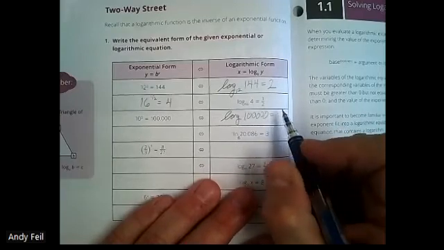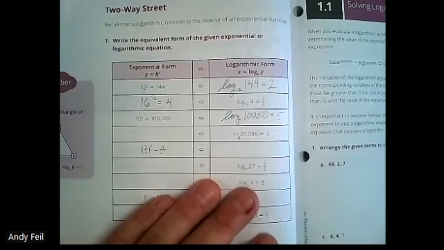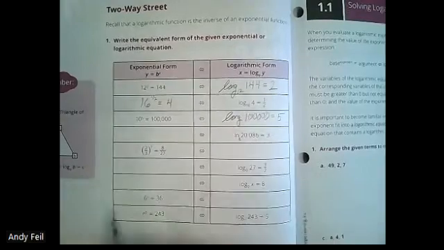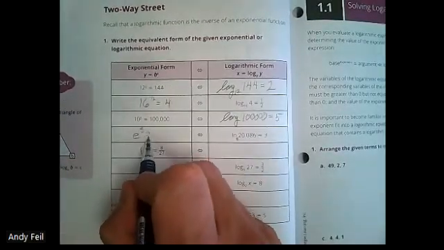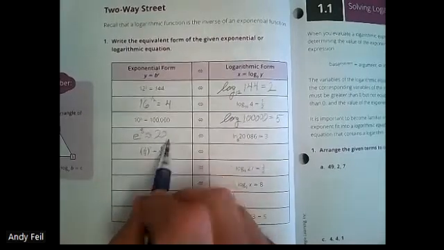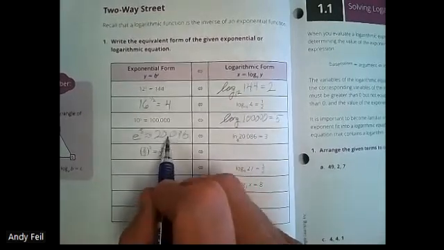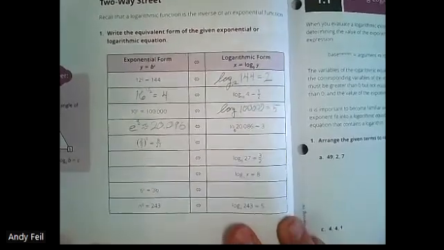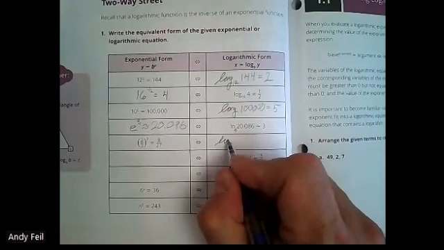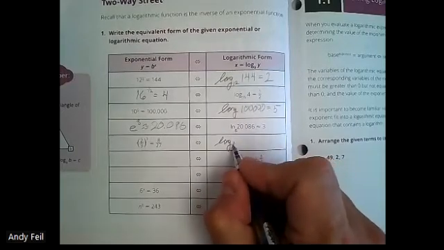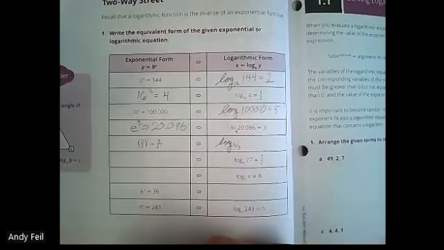And then what's the log? 5. What's the base on this one? e is approximately 20.086. Not writing very well here. All right, the log base what? Base 2/3. That's a weird base, but it is what it is, right?